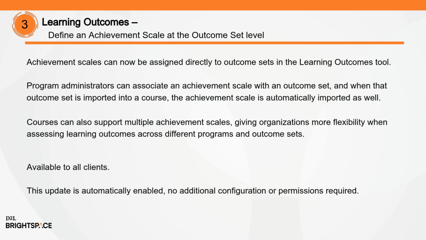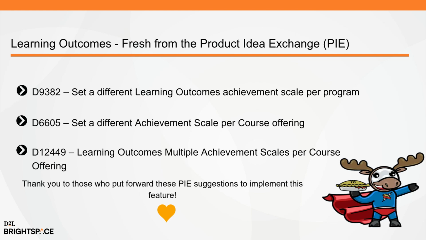Courses can also support multiple achievement scales, giving organizations more flexibility when assessing learning outcomes across different programs and outcome sets. Available to all clients. This functionality is automatically enabled for all users. This feature implements the following PI items, D9382. Set a different learning outcomes achievement scale per program, D6605. Set a different achievement scale per course offering, D12449. Learning Outcomes multiple achievement scales per course offering. Thank you to those who put forward these PI suggestions.